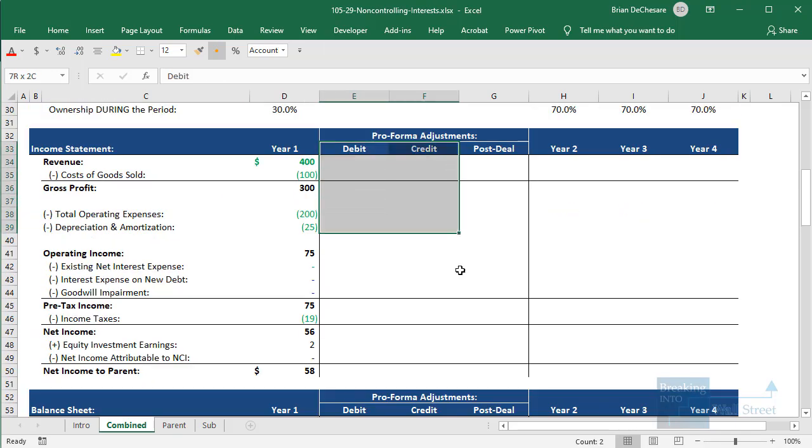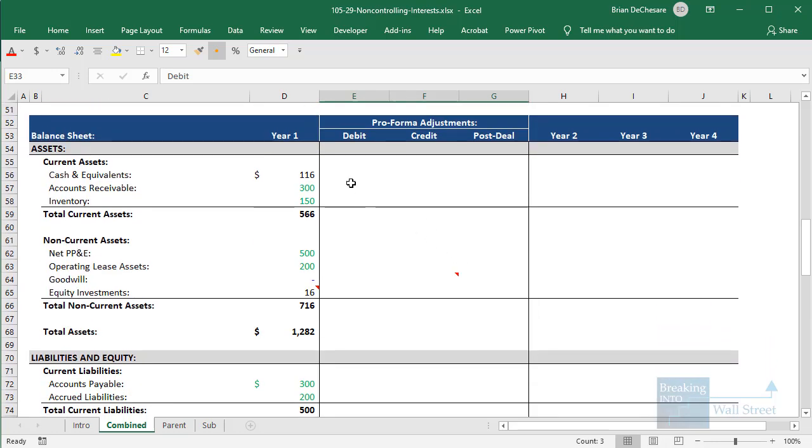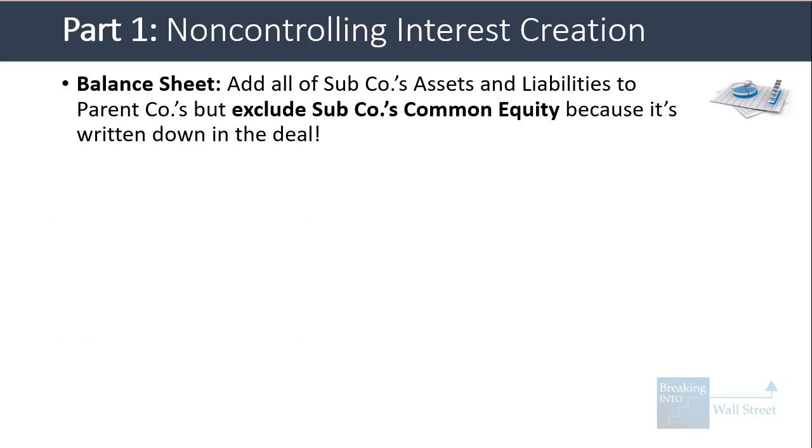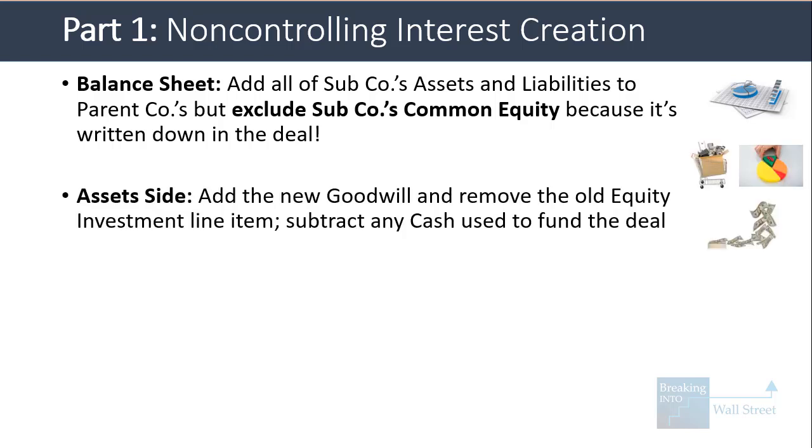We're not going to modify the income statement in this part, we're just going to modify the balance sheet starting with the asset side. On the balance sheet, we want to add all of Subco's assets and liabilities to the parent's, but we want to exclude their common shareholders' equity since it's written down in the deal. Also on the asset side, we have to add in the new goodwill and remove the old equity investment line item and subtract any cash that's being used to fund this deal, this acquisition of this additional 40% stake.